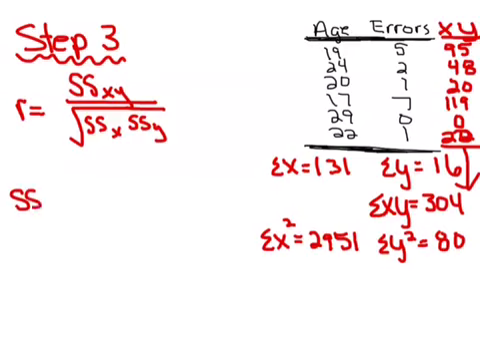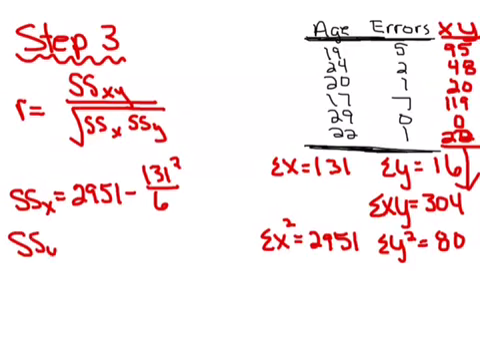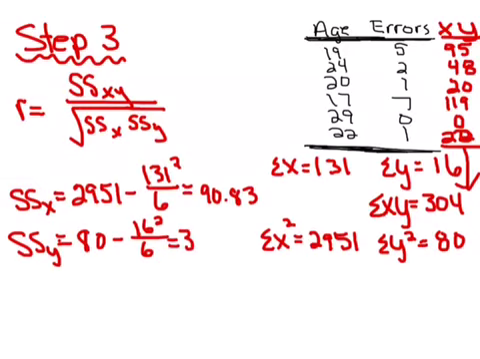So when I get sums of squares x, I'm basically doing 2951 minus 131 squared divided by 6. And the sums of squares y, I am doing 80 minus 16 squared divided by 6. So our sums of squares x ends up being 90.83. Our sums of squares y ends up being 37.33. Sorry, this is all running together, but we're going to need this information.